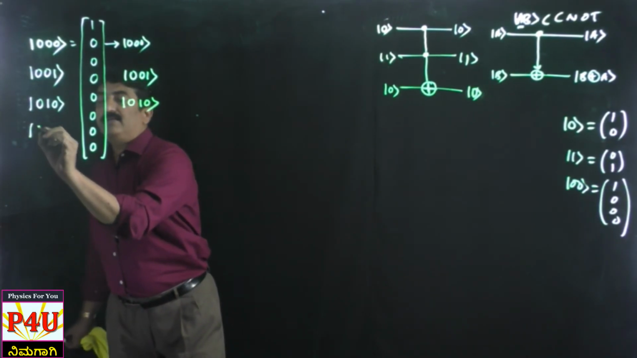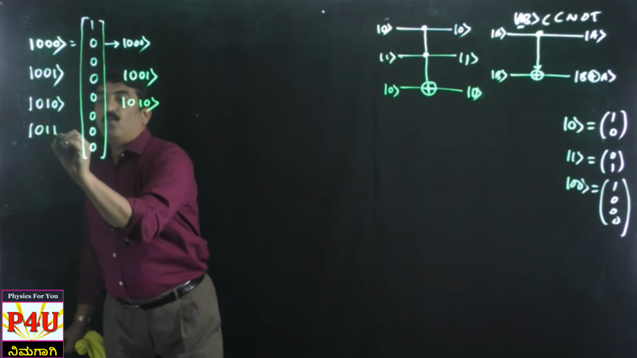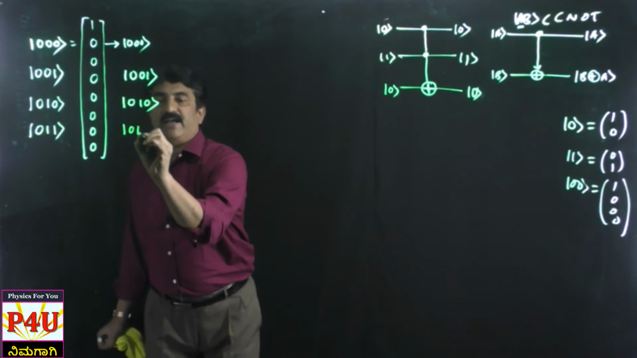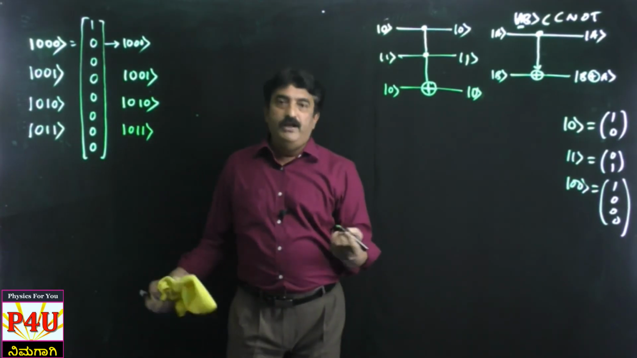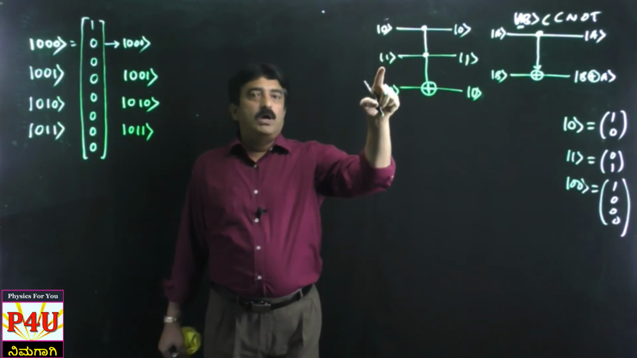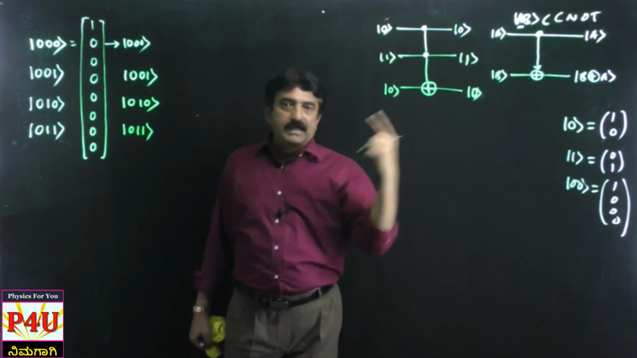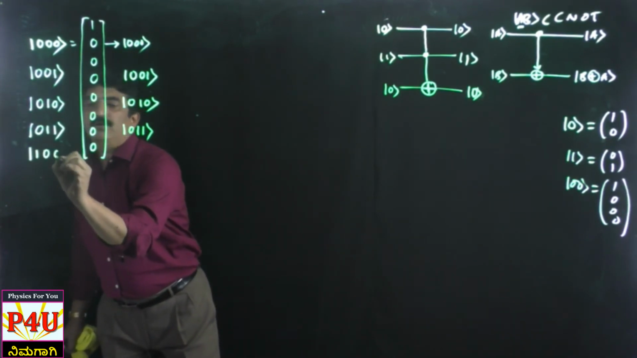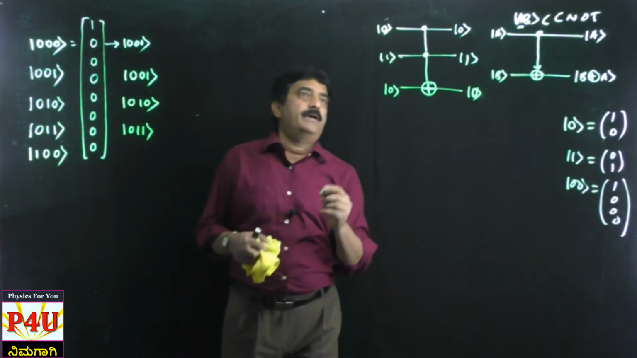Next, 0 1 1. Now can you guess? Yes sir, it is again 0 1 1 only. It won't act at all. When these two are not ready to act, the 1 remains as it is. Next, 1 0 0. What will happen?